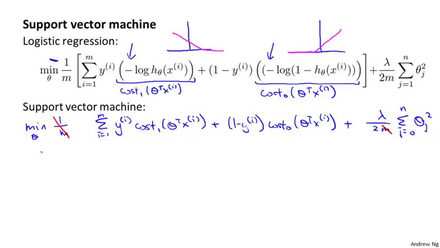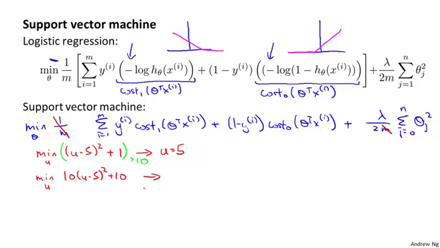Here's what I mean. To give you a concrete example, suppose I had a minimization problem: minimize over a real number u of (u minus 5) squared plus 1. The minimum of this happens to be u equals 5. Now, if I were to take this objective function and multiply it by 10, my minimization problem is min over u of 10 times (u minus 5) squared plus 10. The value of u that minimizes this is still u equals 5, right?